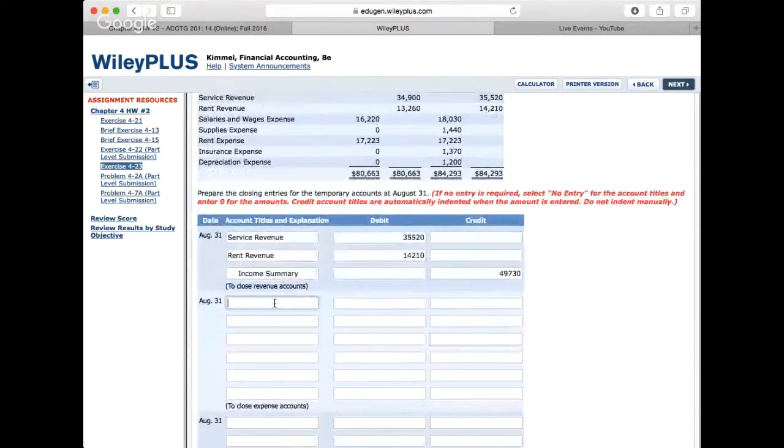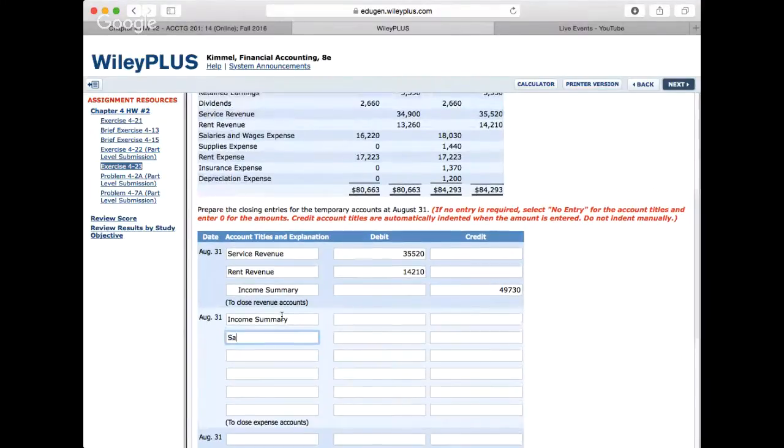Moving on, we have the portion that asks us to close the expense accounts. We're going to start with this income summary. But since we don't know the summary just yet, we're going to record the other expense information and then tally that up to balance out that portion of the sheet. So the first expense we have is salaries and wages expense. And we're going to credit that account at $18,030.